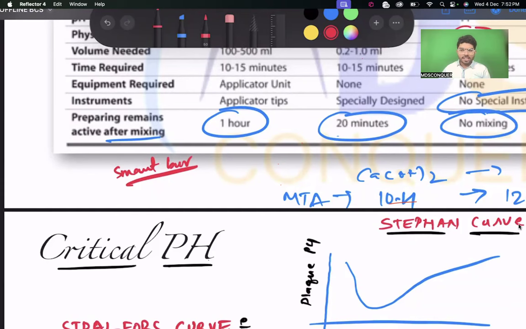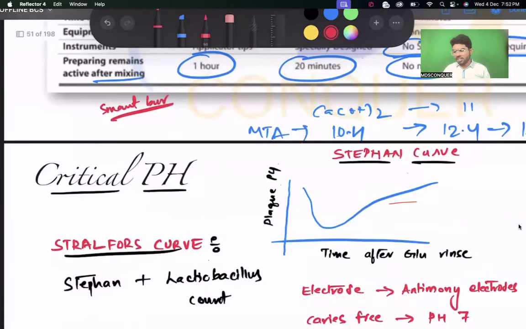Is it used only once? Once you use it, you have to throw it, or can you use it multiple times? It has to be used only once. Most of the things in dentistry, we have to use only once, but in India, we don't. We use it a number of times.